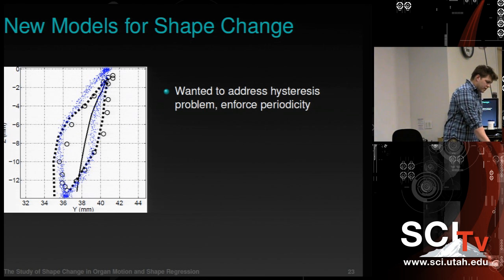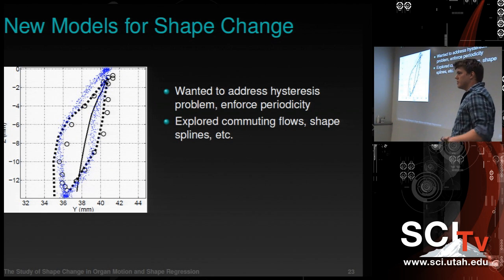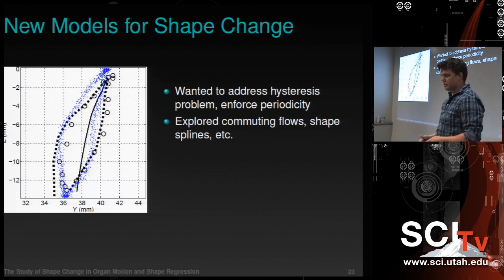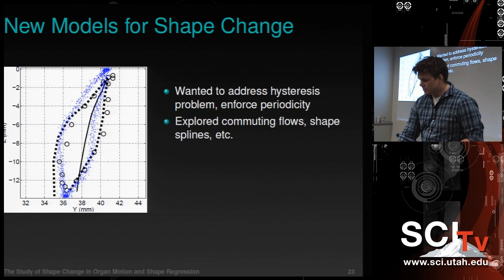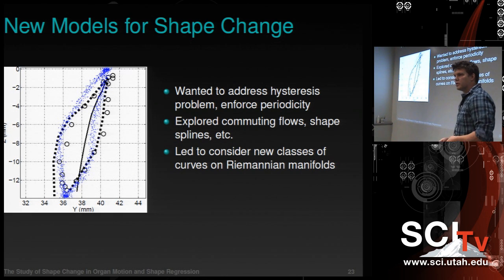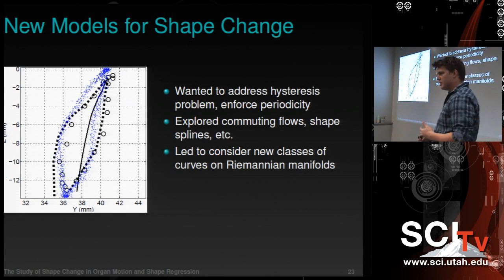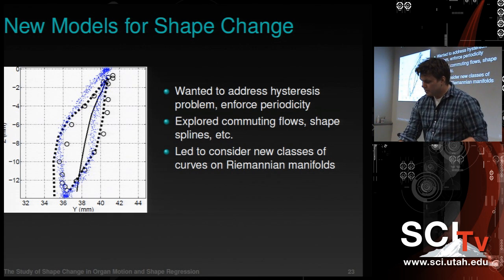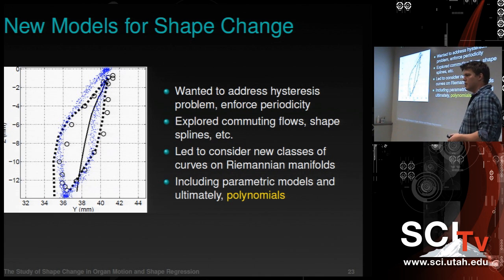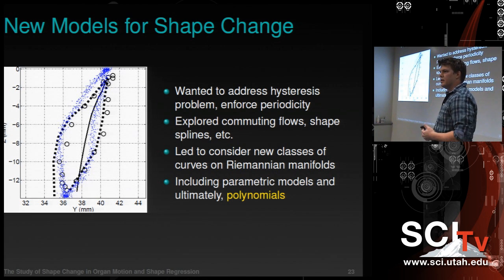So we ended up looking at a lot of different new models, commuting flows, shape splines, and some other avenues without a lot of success. But it did lead us to start thinking about the overall shape change model in a new way, and thinking about different classes of curves on Riemannian manifolds. And in particular, it inspired a new importance for us to place on parametric models as opposed to non-parametric models.